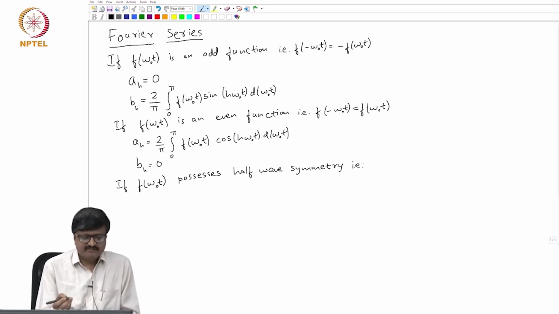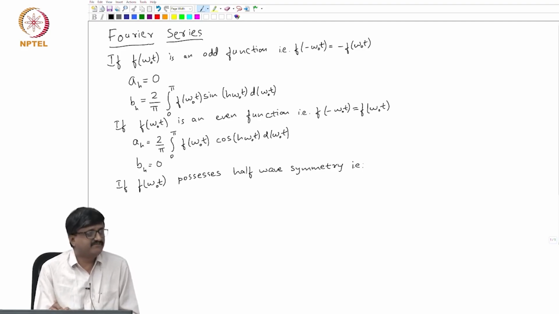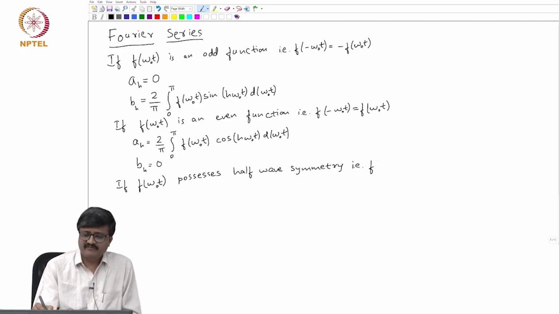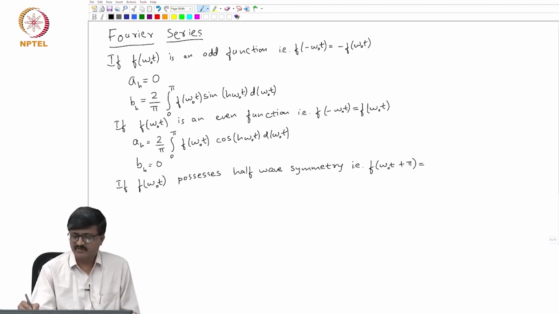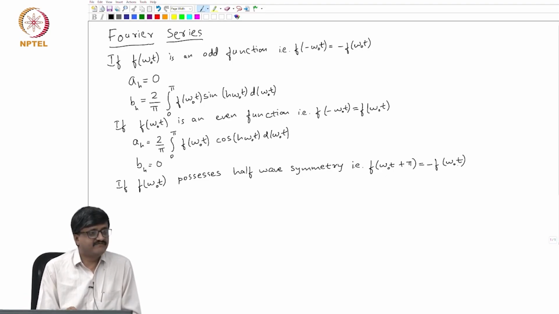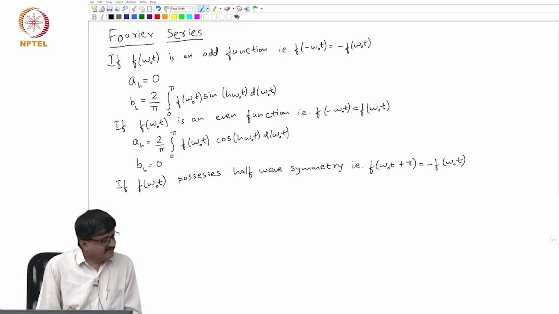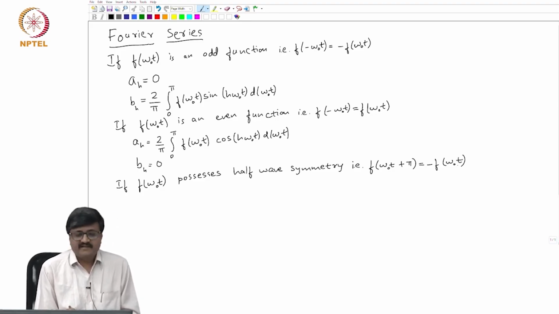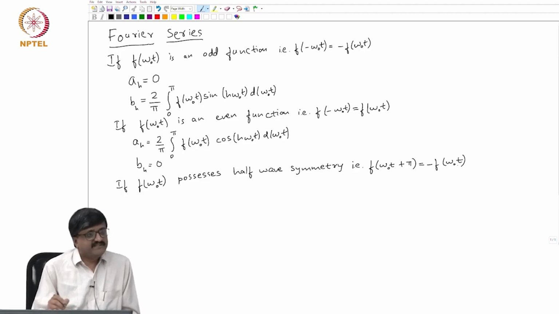So, what is the definition? We say that f of omega o t has half wave symmetry if f of omega o t plus pi is equal to, if at all you recall, minus f of omega o t. If that is true, then we say that f of omega o t has half wave symmetry. Now, in this case there is a simplification. What is the simplification in this case? Do you recall?